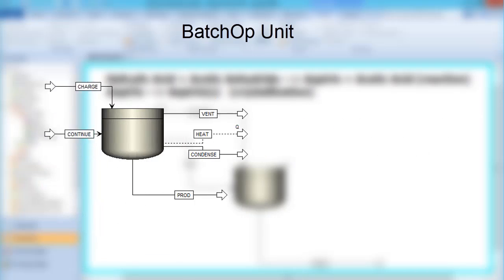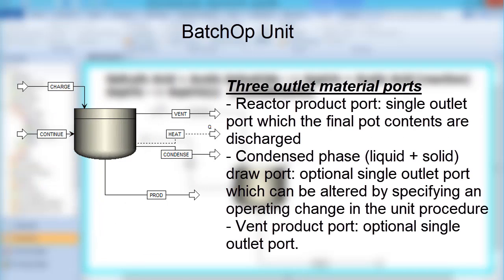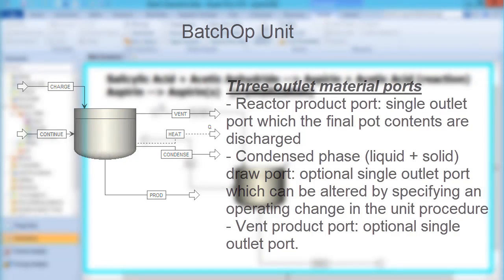unit procedure. The 3 outlet material ports are the reactor product port, condensed phase liquid plus solid drop port, and vent product port. The reactor product port is a single outlet port through which the final pot contents are discharged that is required for any BatchOp unit. The continuous condensed phase drop port and vent product port are optional single outlet ports. The flow through the condensed phase drop port can be altered by specifying an operating change in the unit procedure.